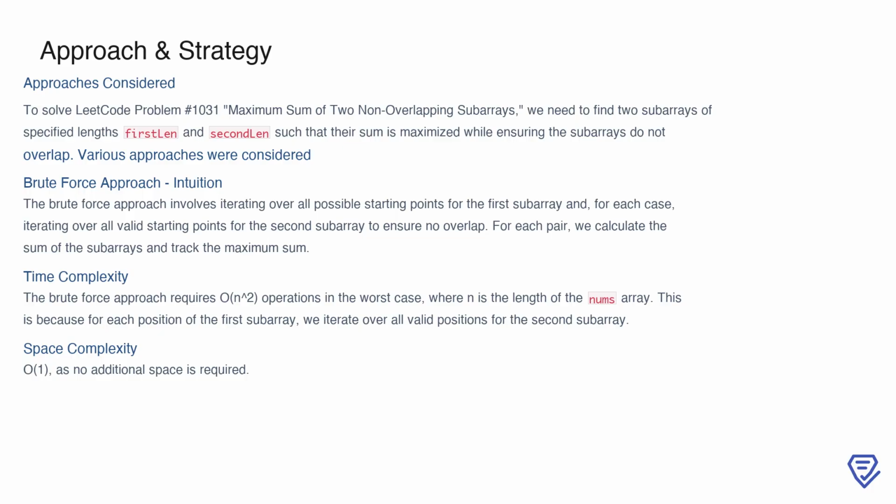The key limitation is its time complexity, which is O(n squared). This arises because for each position of the first subarray, we perform a nested iteration over all valid positions for the second subarray. Additionally, the space complexity is O(1), since we don't require any extra storage. However, this quadratic time complexity makes the brute force approach impractical for larger input sizes, as the number of operations grows rapidly with the size of the array.